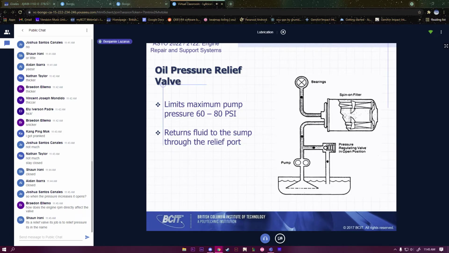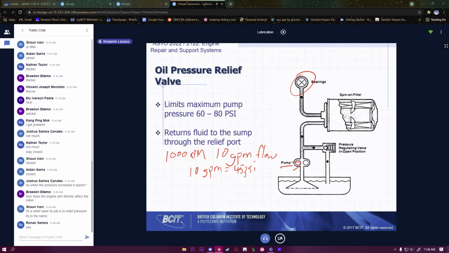Take a look at this system here. Let's imagine the engine is spinning at 1000 RPM, and this pump will make 10 gallons per minute of flow. This restriction here is such that 10 gallons per minute is going to make 45 PSI. Are you with me? Because there's a restriction, and I've got a certain viscosity oil.